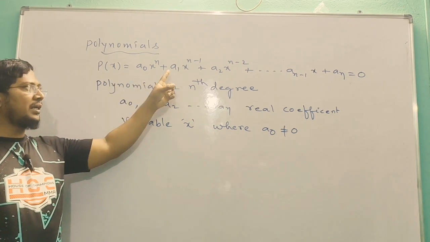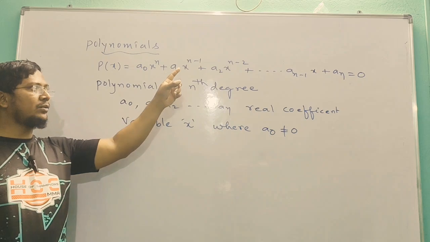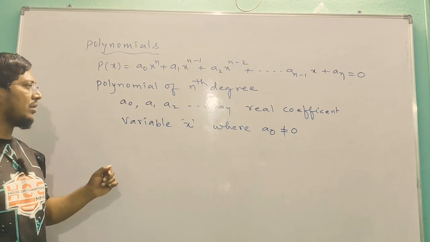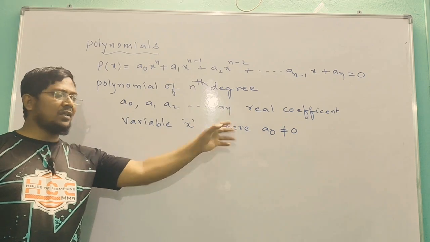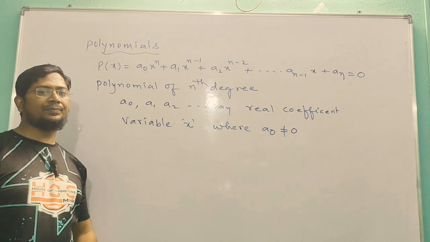And what is the variable? x. And a naught, a1, a2 so on to an, what are these known as? Real coefficients, and the variable is x, and a naught is not equal to 0.